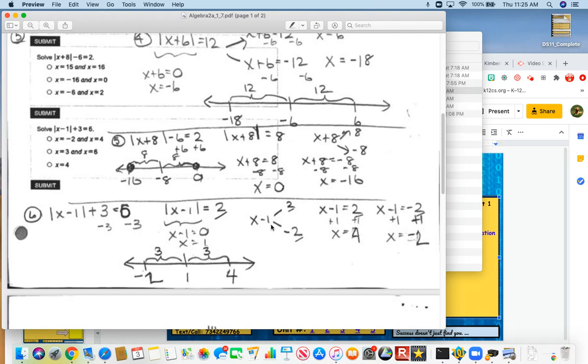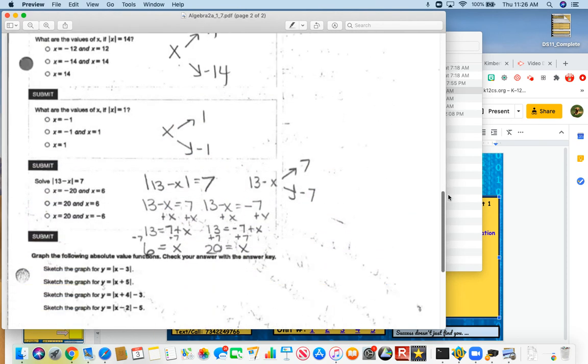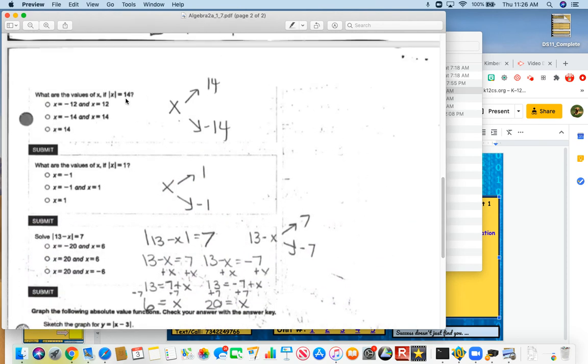X minus 1 will either equal 3 or negative 3. So set up those 2 equations and solve them. So adding 1 to both sides, it's either going to be 4 or negative 2. And graphically solve this. X equals 1, 3 units to the right and 3 units to the left. And again, those solutions agree. These 2 I think are pretty straightforward. X has got to be 14 or negative 14, 1 or negative 1.